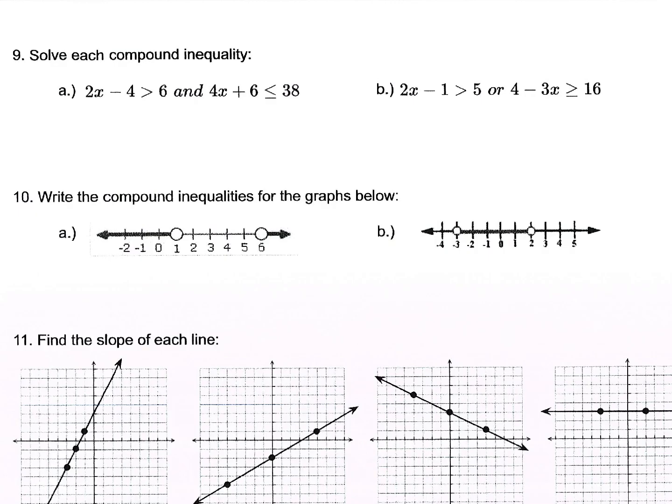So the next ones are the same idea, except we get x by itself and then graph both of them together.